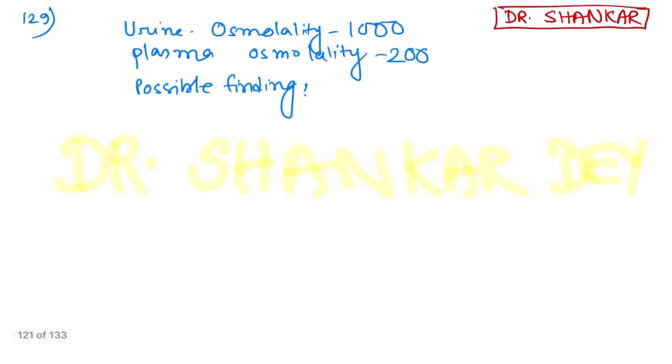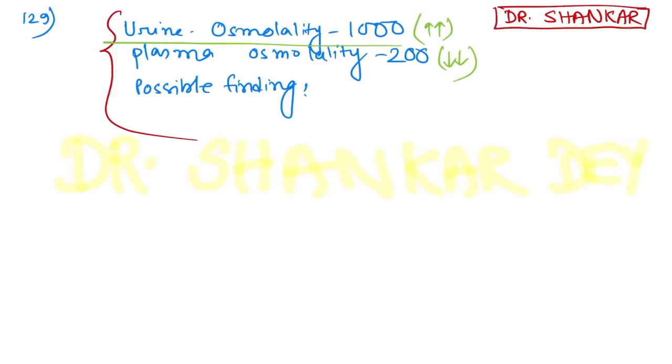Next one, this was also a very long clinical scenario based question. Urine osmolality was very high, plasma osmolality very low. Just tell me the diagnosis by these two clinical keywords. Definitely, yes, you are right. This is SIADH, syndrome of inappropriate ADH hormone.